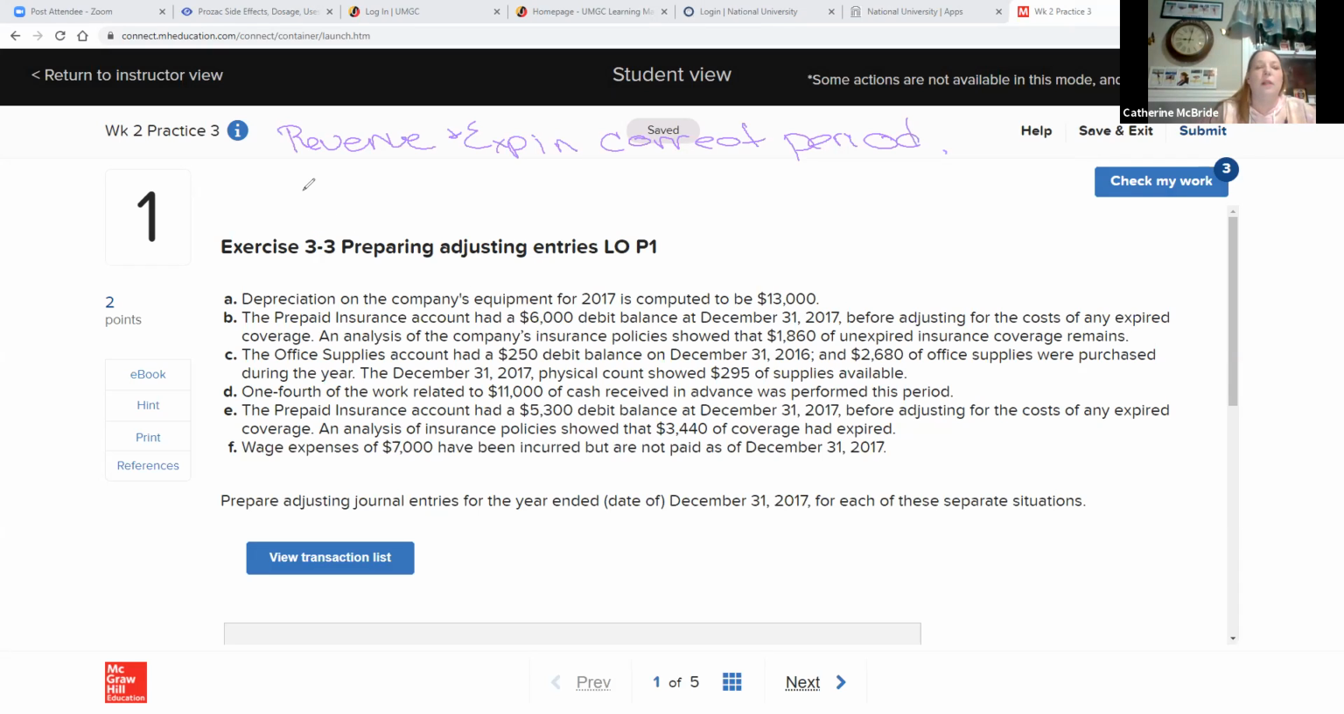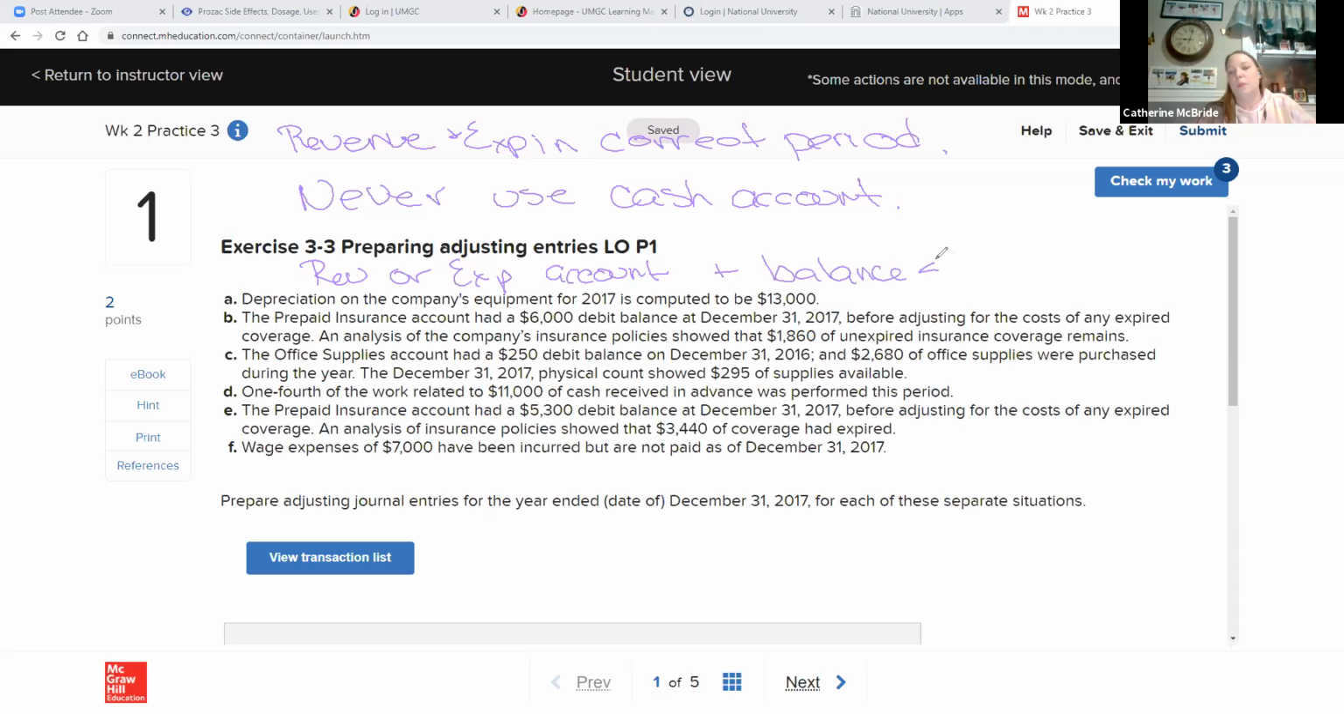So what that means is one of the things that you'll notice when you're doing adjusting entries is that you will never use the cash account. You're never, ever going to use the cash account for an adjusting entry. If you find yourself thinking that it should be cash, you're doing something wrong. You will always have either a revenue or expense account, and you will always have a balance sheet account. And as we talk about them, you'll see why.